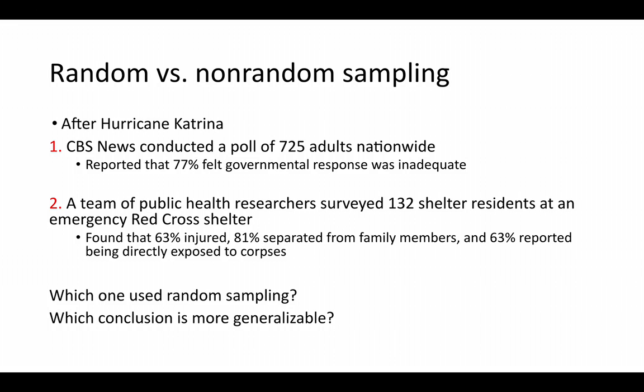So this is in a particular location, so it probably cannot be generalized. For instance, for an emergency Red Cross shelter in New Jersey, you can't generalize the finding to be applied in Michigan. While for CBS News, if the 725 adults nationwide are more representative, the finding is more generalizable.